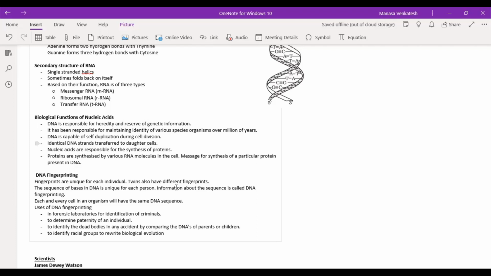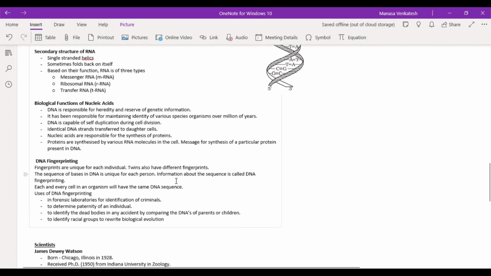So uses of DNA fingerprinting include forensic labs to identify criminals, determining paternity, identifying dead bodies in accidents by comparing them to the parents or children, and identifying racial groups to rewrite biological evolution as well. If we are able to progress in the right direction, DNA can actually help identify what kind of medicine can be given to one person, as it might be good for one person and might not work as effectively for another. DNA also provides information on whether a person is susceptible to various diseases like cancer. DNA is like one information box of that particular person.